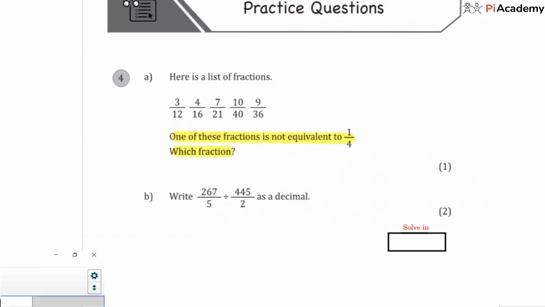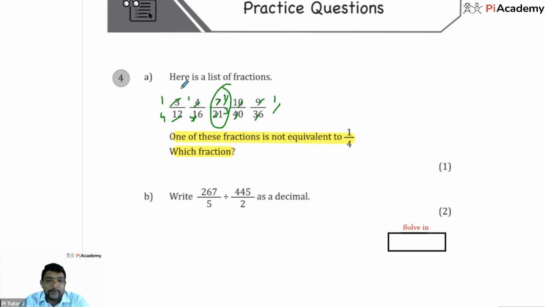7 over 12, 1 over 3, 7 over 21. Which is it? It is 1 over 3, right? Yeah, good. You see, 3 over 12 is 1 over 4. 4 over 16 is 1 over 4. 7 over 21 is 1 over 3, whereas the others are 1 over 4. So basically, it is 7 over 21.